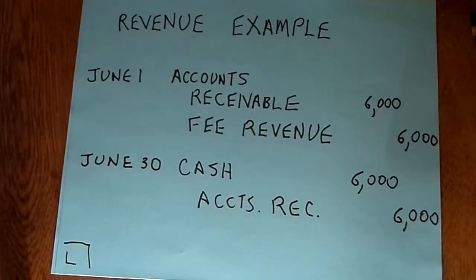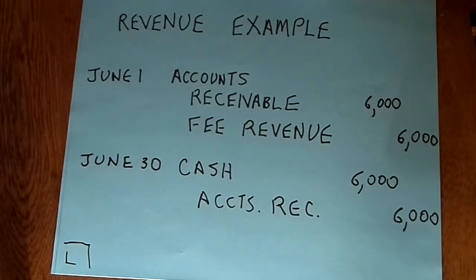Here's a revenue example. Revenues, remember, are assets received in exchange for work. So on June 1st, we did some work, and we show accounts receivable go up $6,000. We show fees revenue go up also $6,000. So accounts receivable is an asset going up. We have a promise to receive money. That's a good promise, by the way, but we haven't gotten the money yet. And fees revenue is the revenue itself going up.